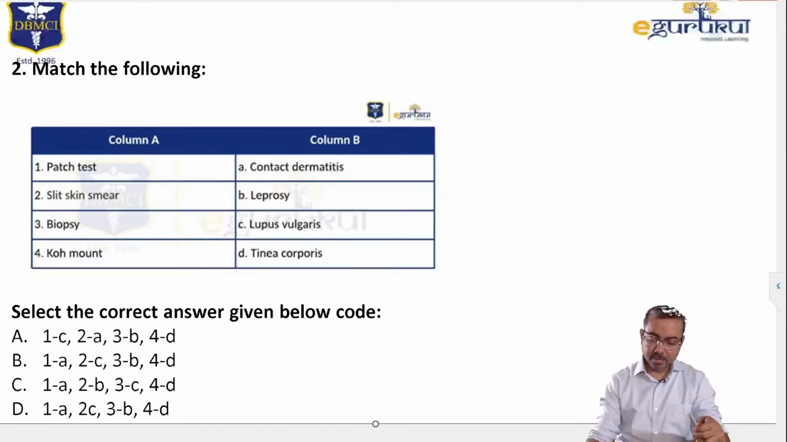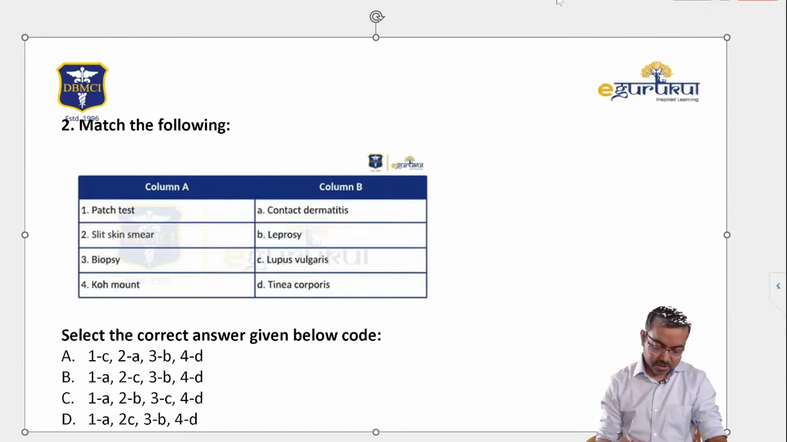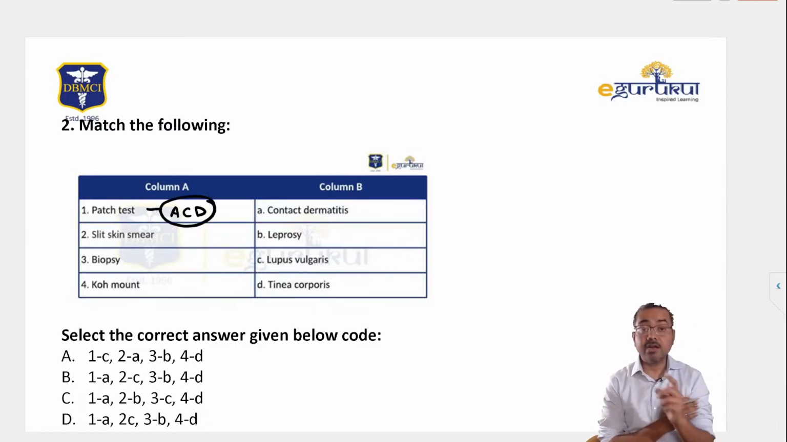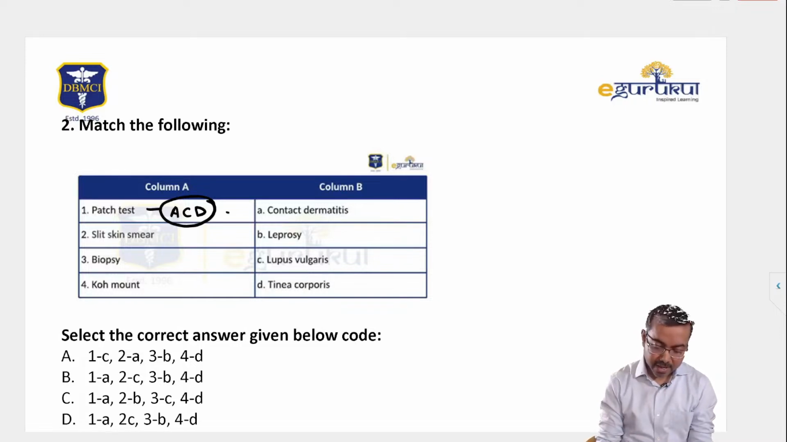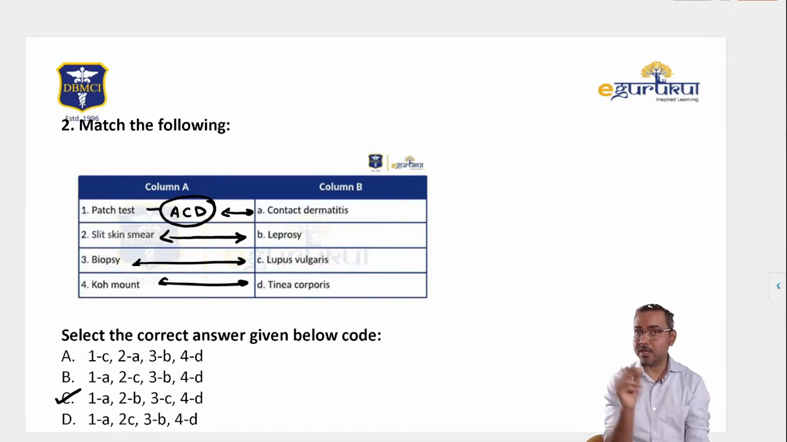It's been asked too many times, so I think we should really cover it properly now. Patch testing is a classical test for ACD, allergic contact dermatitis. So this will match with contact dermatitis. Slit skin smear will match with leprosy. Biopsy and KVH. It's going to be completely lateral concepts now. 1A, 2B, 3C, 4D. It's going to be the third option. Let me give you all the MCQs on these points.